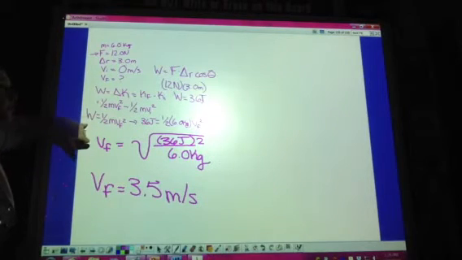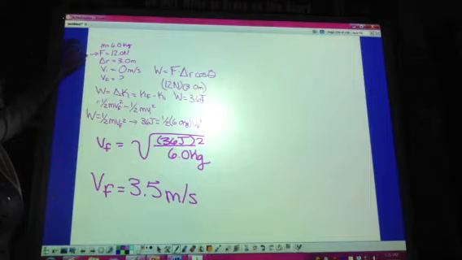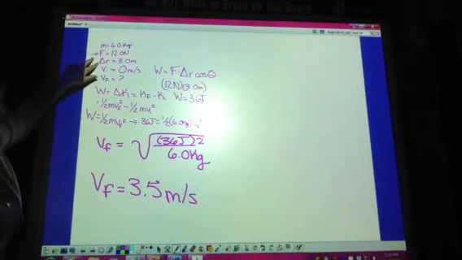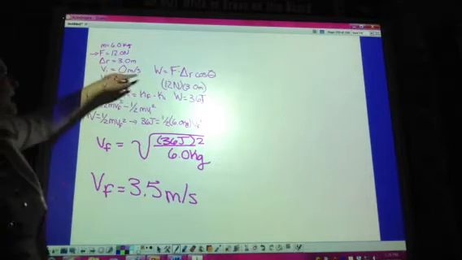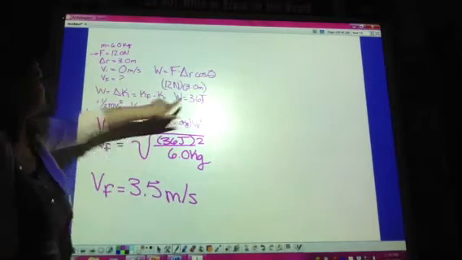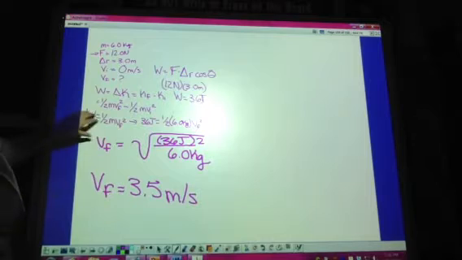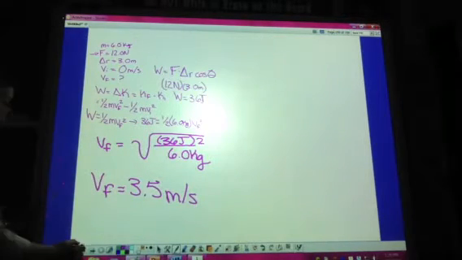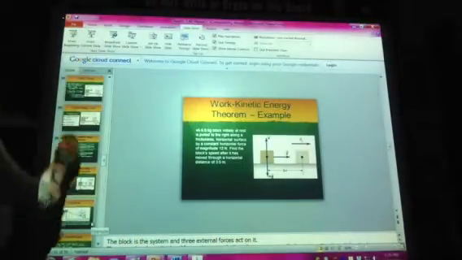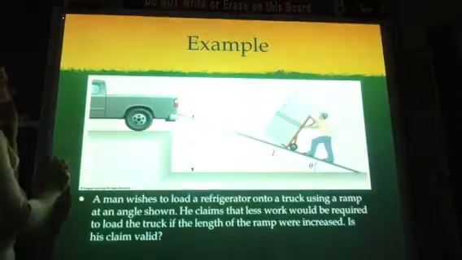I didn't know work though, but they told us in the problem that we had a constant force and we knew its displacement, so we could find the work that was done. So we did that right here, and we got the work to be 36 joules. So I just plugged that in for work. I had the mass, so I could find that final speed. Okay, let's look at the next one.